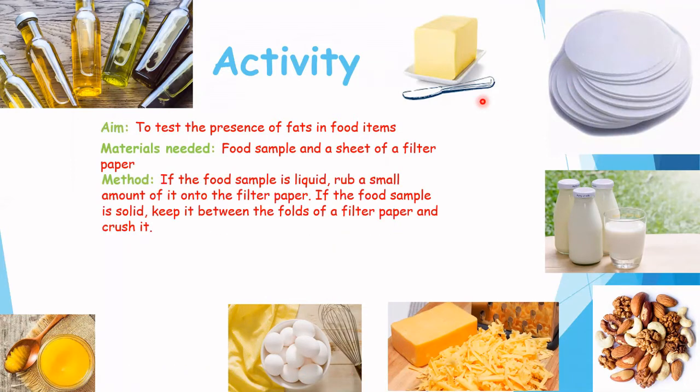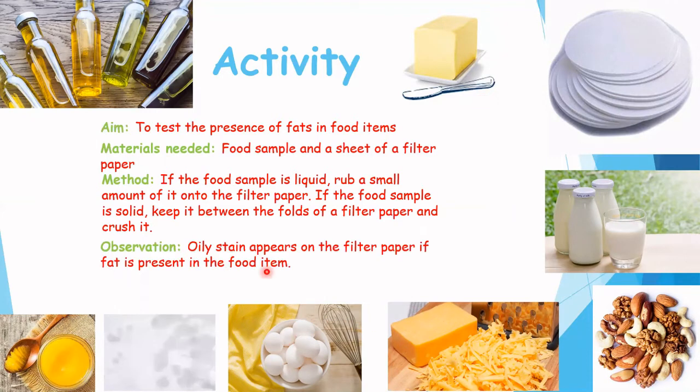Method: if the food sample is liquid, rub a small amount of it onto the filter paper. And if the food sample is solid, keep it between the folds of the paper and crush it. So observation, oily stain appears on the filter paper if the fat is present in the food item.